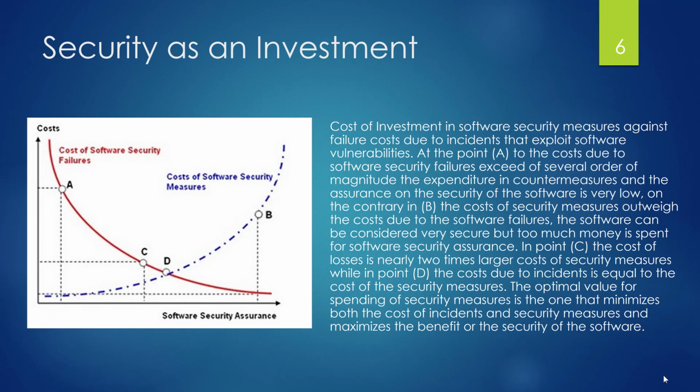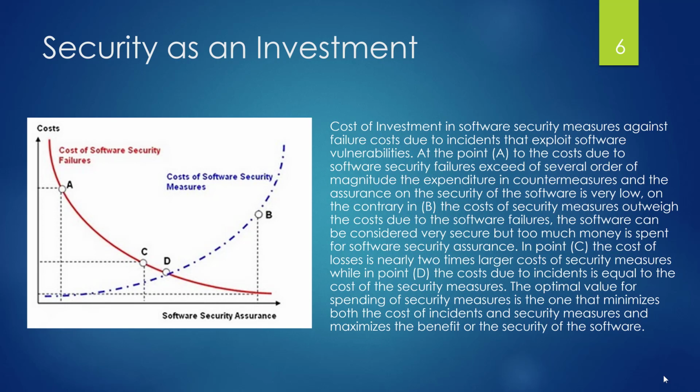Let's go to point A, where the cost due to the security failure greatly exceeds the expenditure on countermeasures. If you look at A, you're spending too little money on security compared to the cost of a failure. If you look at B, you're spending a lot of money on security measures, and your cost of a security failure is actually quite low.